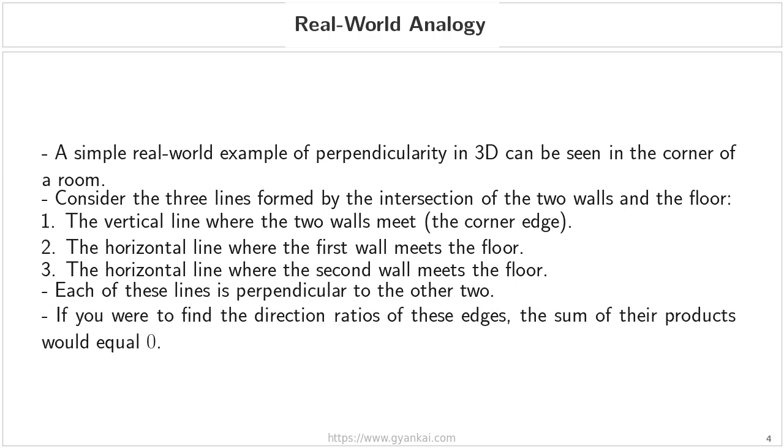Now, connecting this back to our derivation from the previous slide. If we were to assign direction ratios to each of these three edges and apply our formula, the sum of the products of their corresponding ratios would equal 0. This confirms that the physical structure of the room perfectly obeys the mathematical condition we just learned.